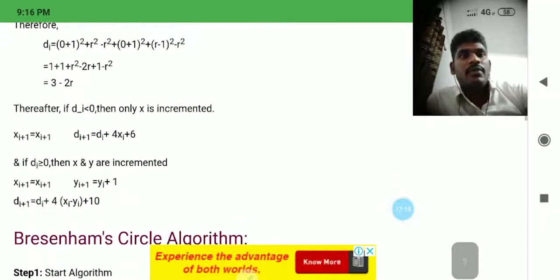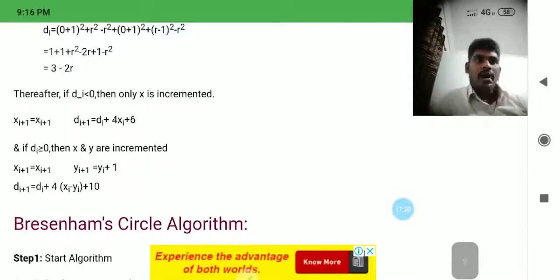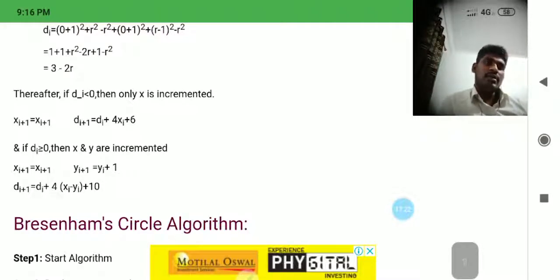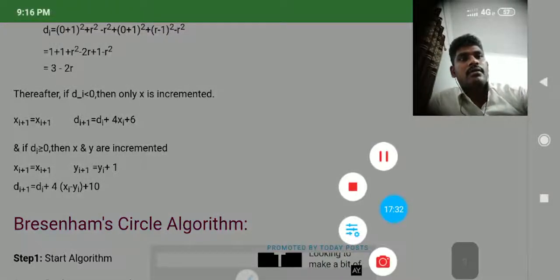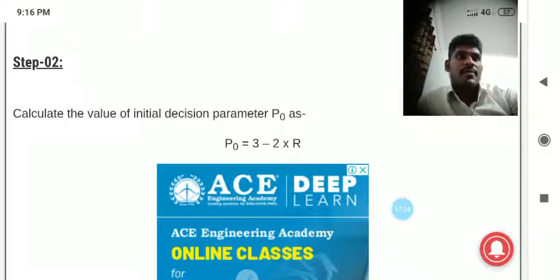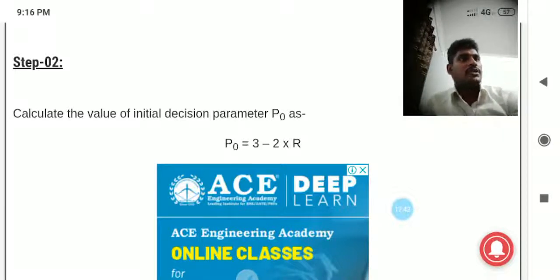Now listen. When you are substituting the decision parameter, two cases are there. How do you select that one? How do you select the next octant x coordinate and y coordinate? It depends on the decision parameter. You will see how it works. Calculate the value of the initial decision parameter. p naught equals 3 minus 2r. This is the combination of the distance of north and the distance of south, and then we finally get the decision parameter p naught equal to 3 minus 2r.